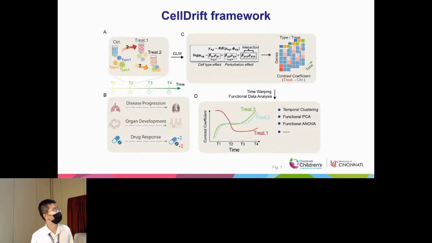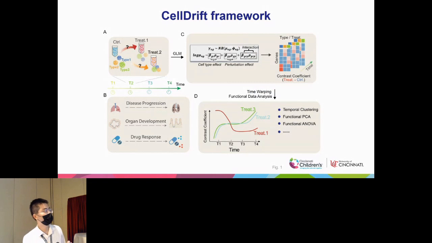So this is the workflow of CellDrift. As we mentioned, on panel B, we have different temporal perturbational data. And within each time point of those data, we can see a very complicated combination of cell types and perturbation groups. So our approach is to use the generalized linear model in combination with functional data analysis to resolve these complicated dimensions of the temporal perturbational data.